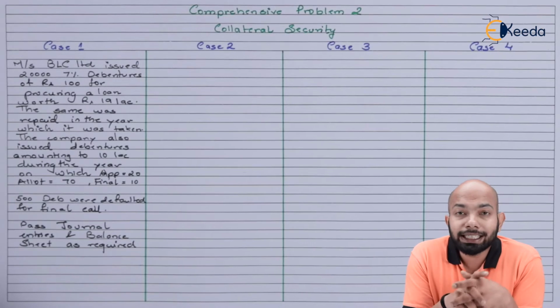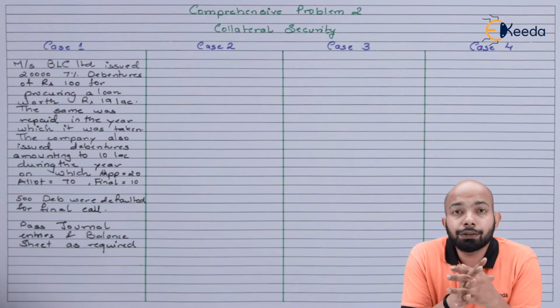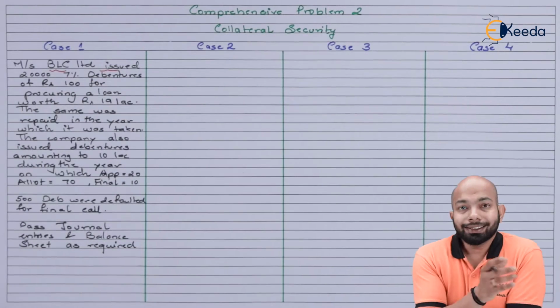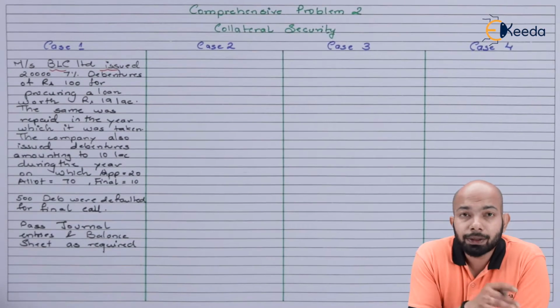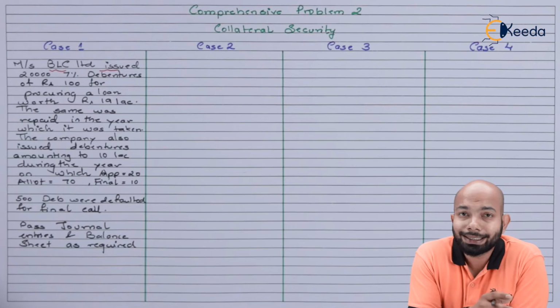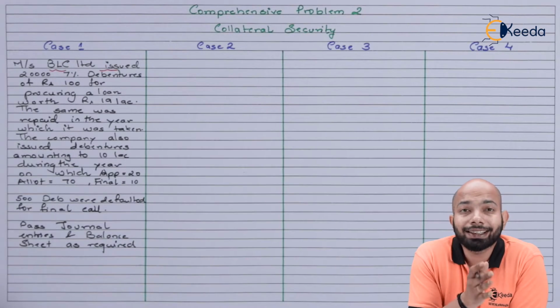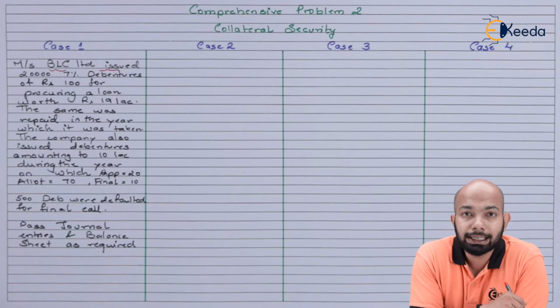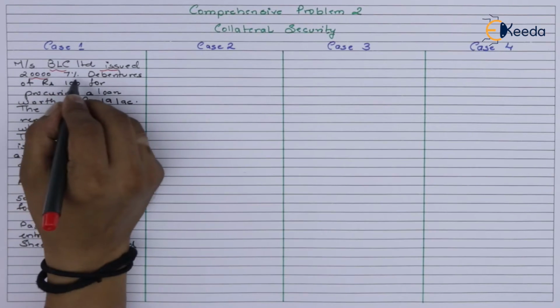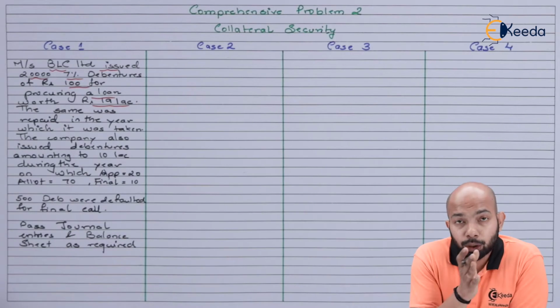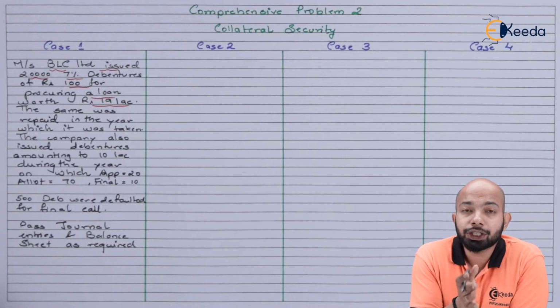Now, the case one details have been mentioned here. This refers to BLC Company Limited. They issued 20,000 7% debentures of rupees 100 each to procure a credit limit or a loan of 19 lakh rupees. The same was also repaid in the same year in which it was procured.